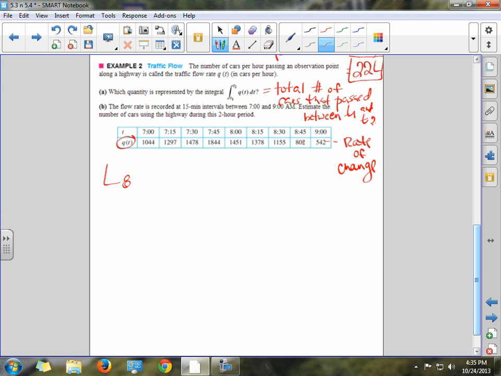It's nice that they're in 15-minute increments. So since my Q of t is given to me in cars per hour, I also want my time to be in hours. So my time increments are 1/4 of an hour. And now remember, with left, we're going to include the first point, but we're not going to include the last point. So this is going to be 1044 plus 1297 plus 1478. You get the drift. And then we add all the way up until the next to the last point. And then once I've added all that together, multiplied by 1/4, my left sum is going to be 2612.